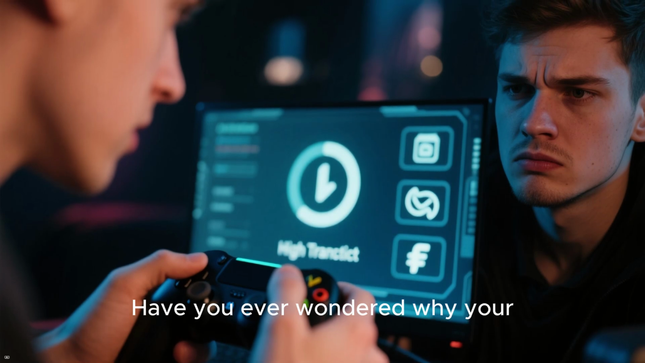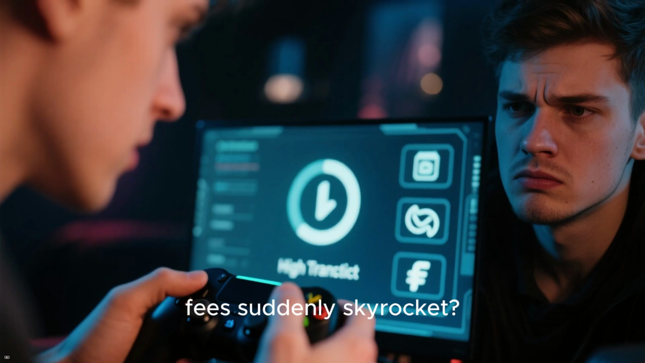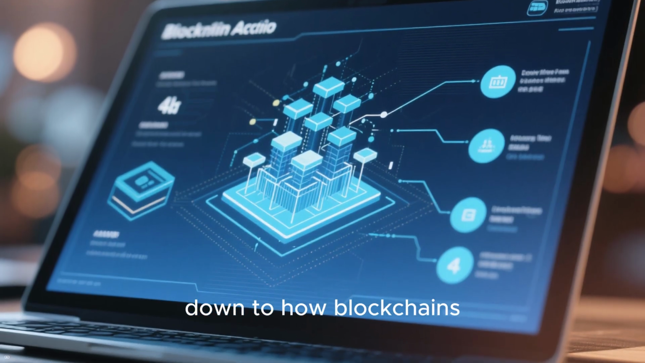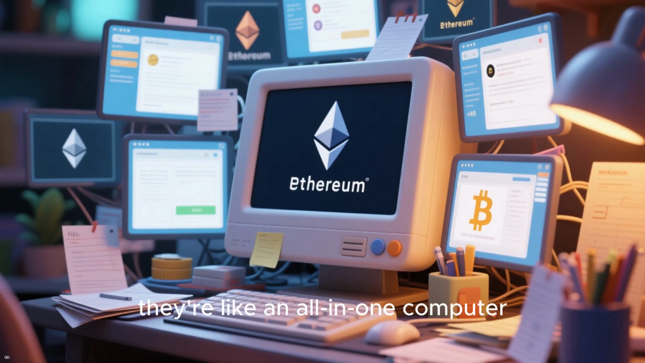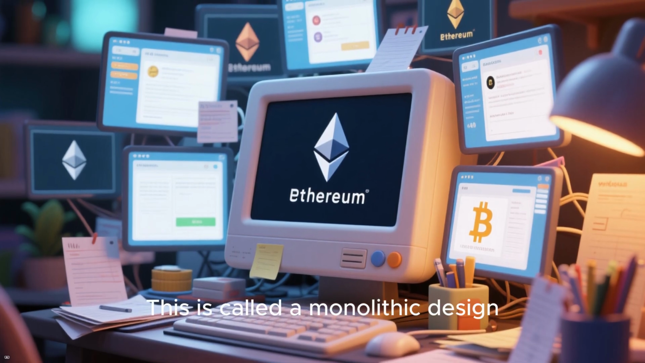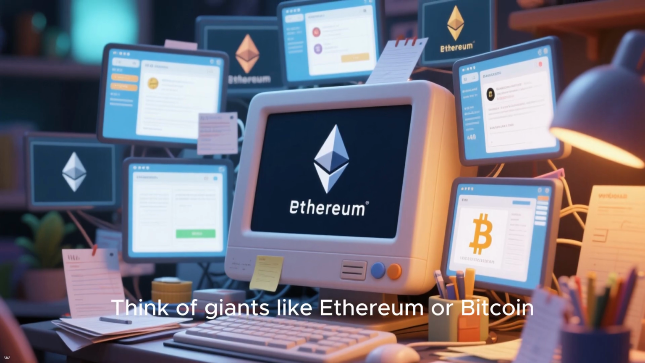Have you ever wondered why your favorite blockchain game gets laggy or why transaction fees suddenly skyrocket? A lot of it comes down to how blockchains are built. Traditionally, they're like an all-in-one computer. They handle everything themselves. This is called a monolithic design. Think of giants like Ethereum or Bitcoin.